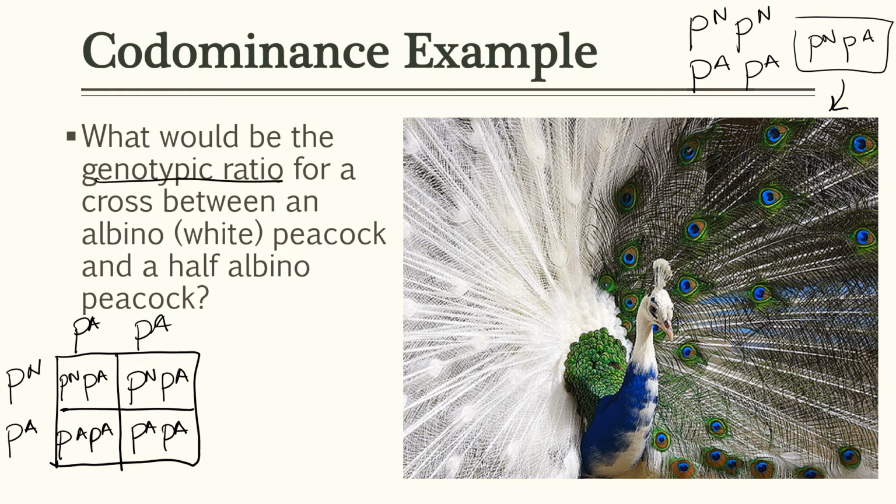Well, the genotypic ratio, my genotypes are going to be heterozygous compared to homozygous, and I'm going to have 2 to 2 or 1 to 1. That would be my ratio.